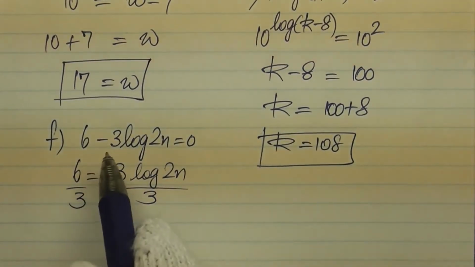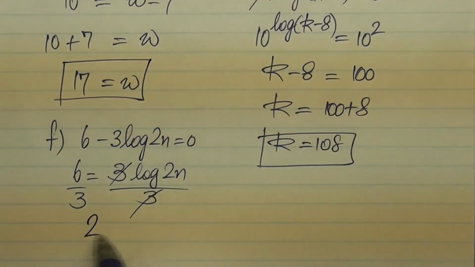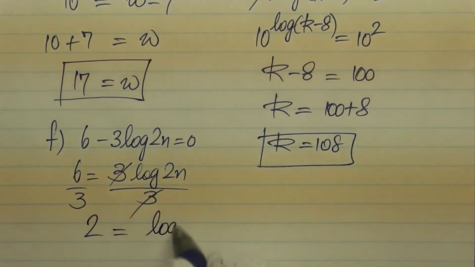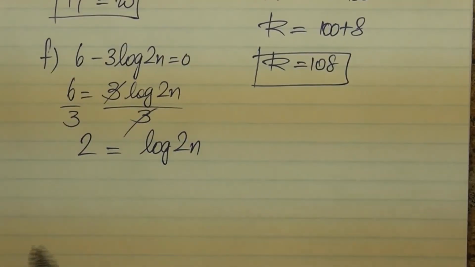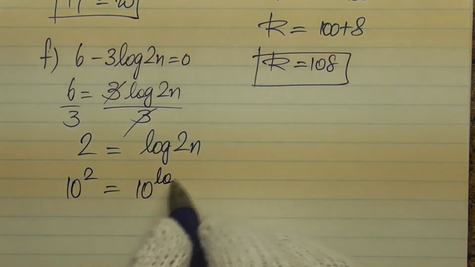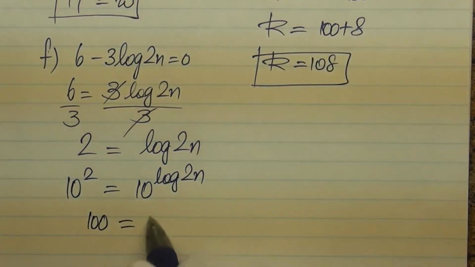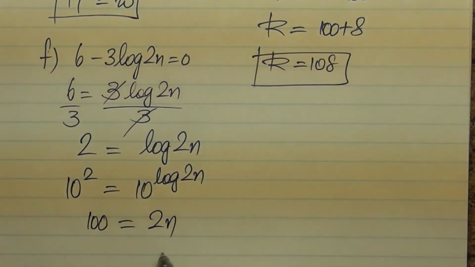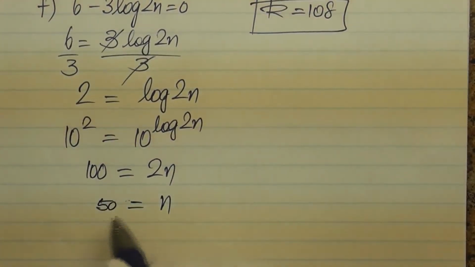Alright, so I moved the 3 log 2n to the other side, divided both sides by 3, and I got 2 equals log 2n. I'm going to raise both sides to base 10. N is equal to 50.